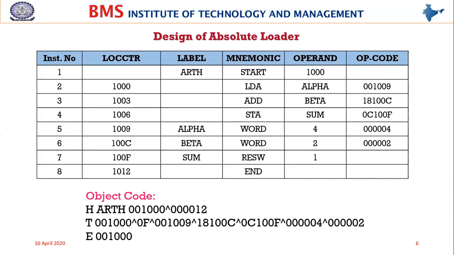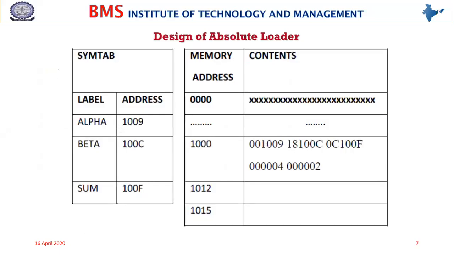This will be the outcome we get after the assembly. Now we shall give this to our absolute loader. Your absolute loader should copy these object codes to the addresses. Which address? Starting from 1000, 1003 and so on. Right? So this is what will happen.